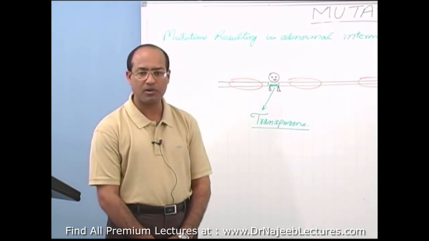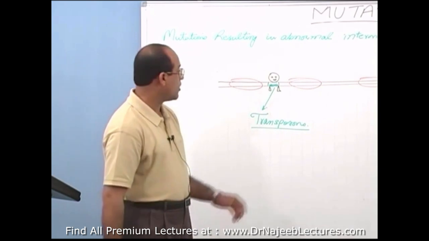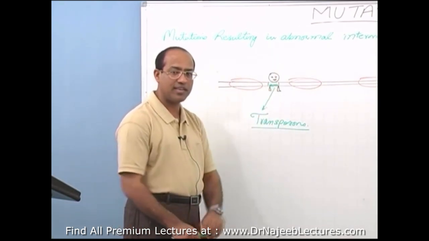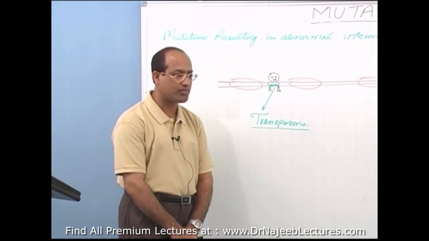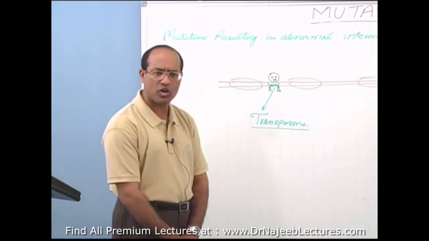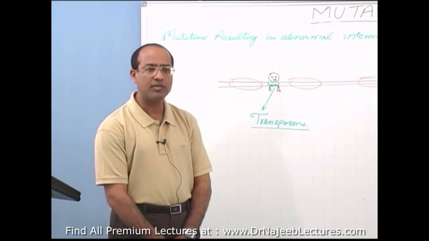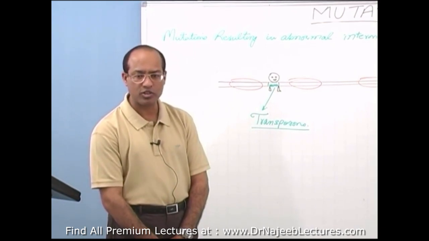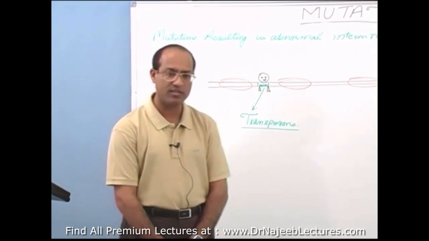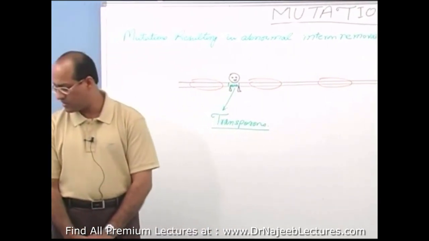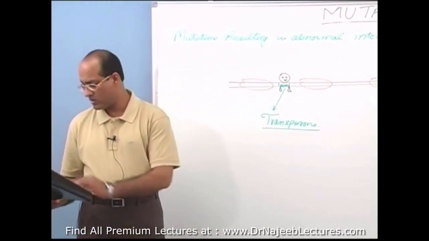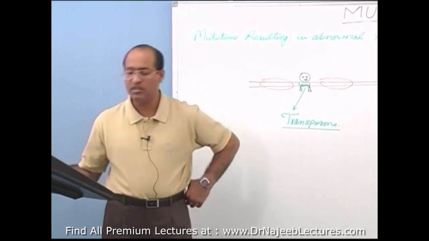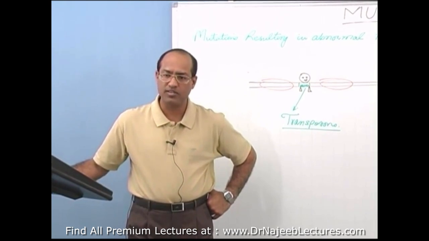But sometimes they jump wrongly. For example, one transposon jumps into the gene of insulin and integrates within the coding region. Do you think insulin will be produced normally? No. So sometimes mutations are produced by inappropriate insertions of transposons in the coding region. These are called insertional mutations, or abnormal transposons doing abnormal insertions.